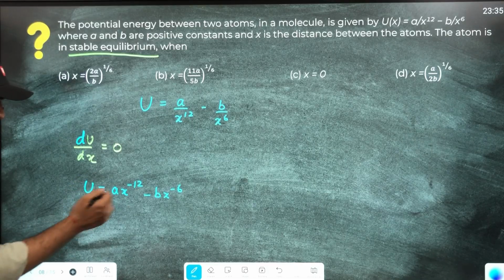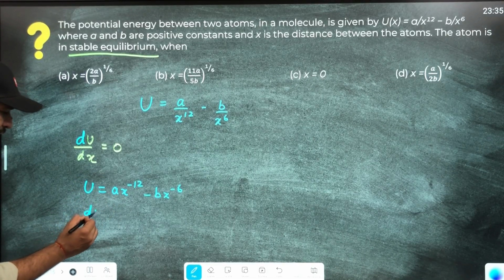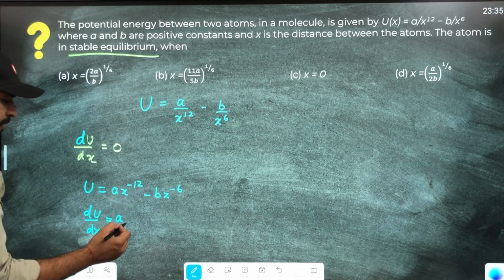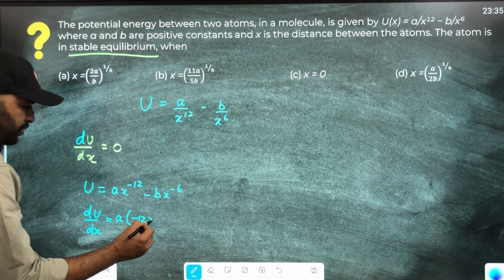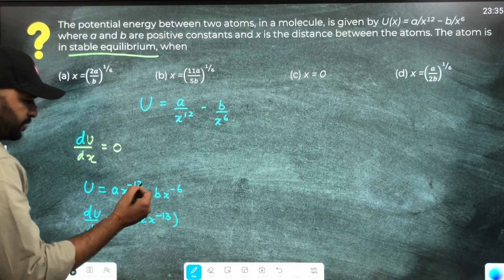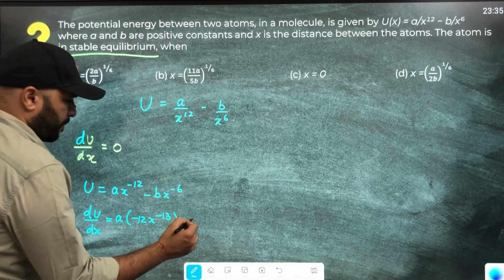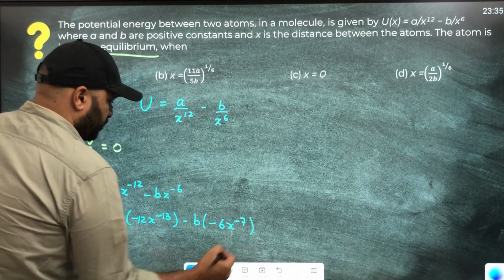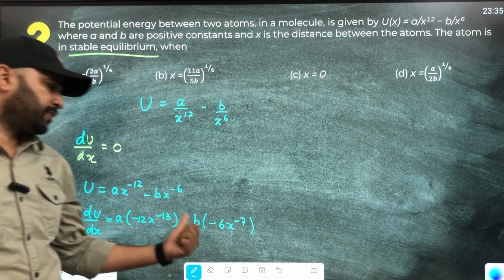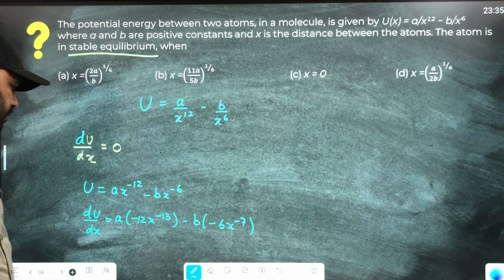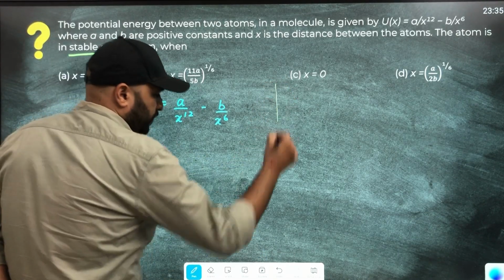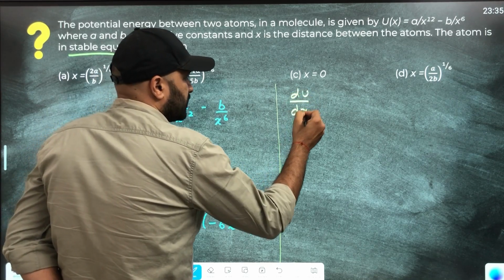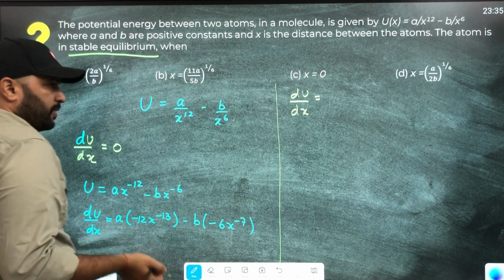Okay, so here we will differentiate it, dU by dx. So A is a constant, x to the power minus 12 gives minus 12 x to the power minus 13. The power comes in front and it decreases by 1. Minus B, minus 6 x to the power minus 7. I hope this is clear. The power comes in front and it decreases by 1. Now let's solve the first part further. So this will give you dU by dx, that will be equal to how much?